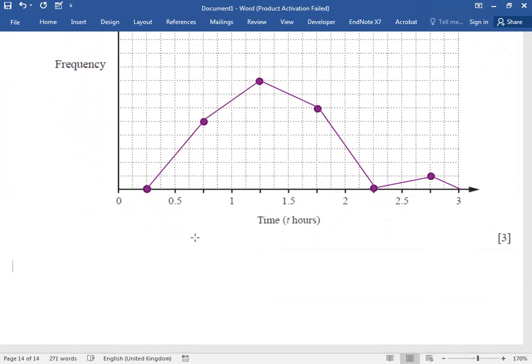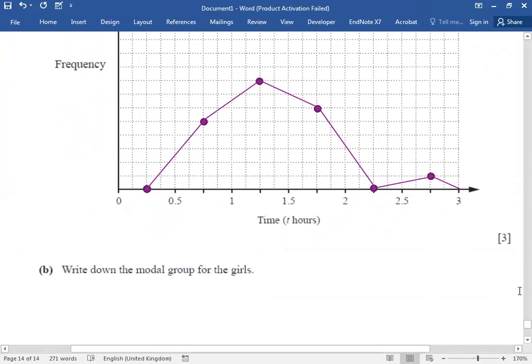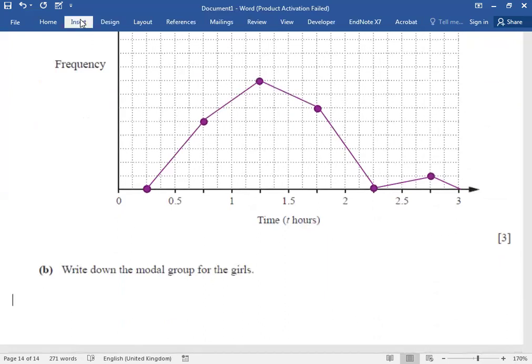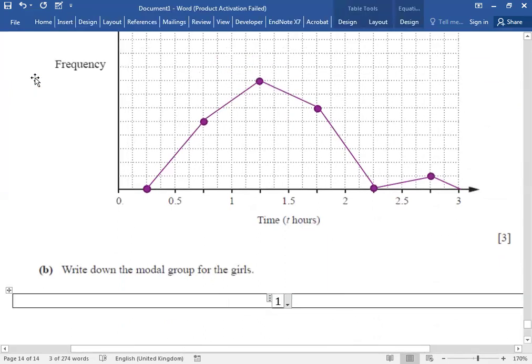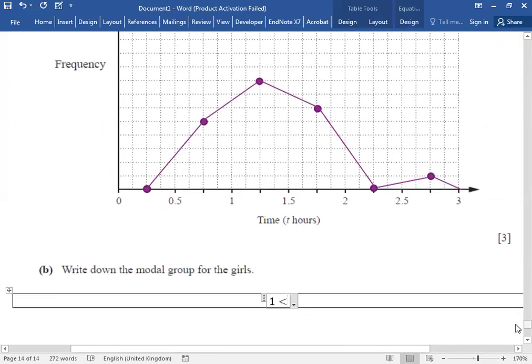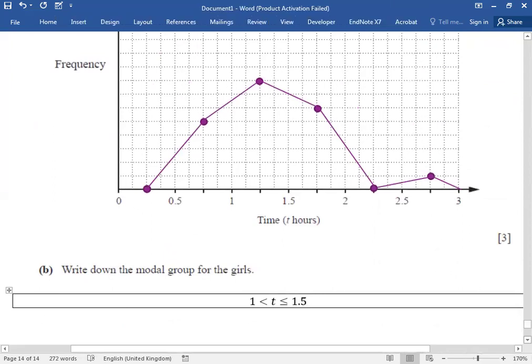Write down the modal group for the girls. मॉडल ग्रुप का क्या मतलब है? Most occurring value. कौन सा वाला है most occurring for the girls? Highest frequency, which one is it? 1 से लेके 1.5. So the model group is 1 से लेके 1.5, एक ही बात है, मॉडल क्लास मॉडल ग्रुप. फिर वो कमेंट करना है, वो दोनों ग्राफ्स हम देखेंगे तो पता चलेगा. नहीं, एक ही बनाया अभी. Last question.